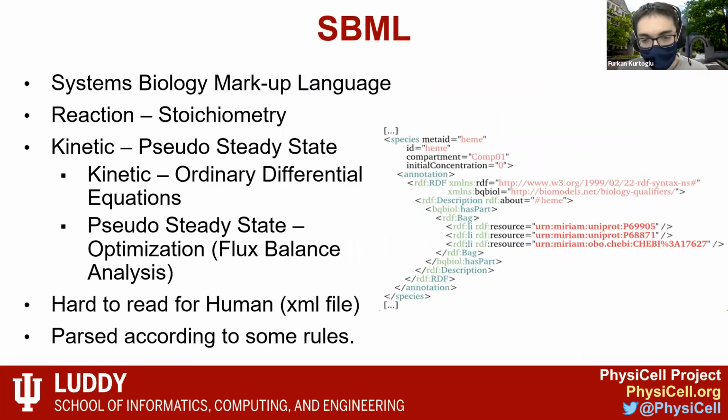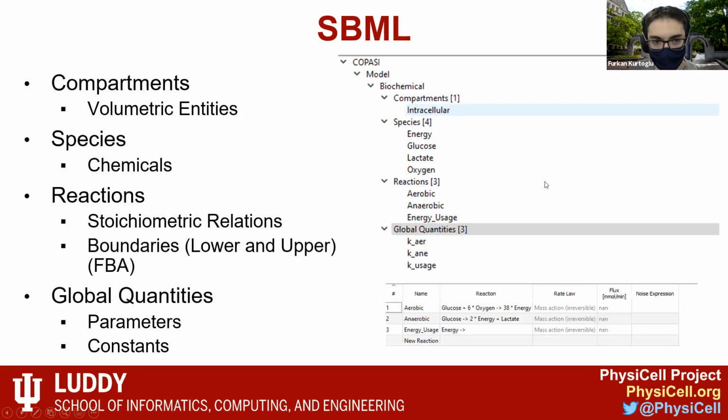So before we start, I would like to explain the SBML. SBML is the Systems Biology Markup Language. So it stores the reaction stoichiometry information. It can have both approaches: kinetic approaches, which are the ordinary differential equations with the reaction kinetics, or it could be storing the pseudo steady state models, which are the flux balance analysis, and those are for the optimizations. As you can see, it's hard for a human to read, and it's parsed according to some rules.